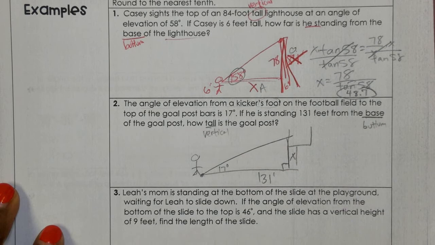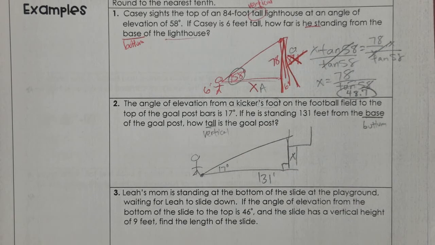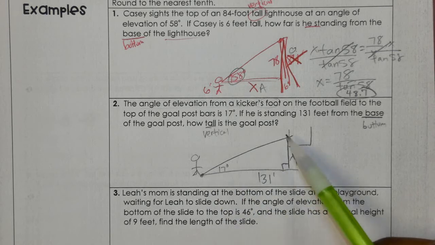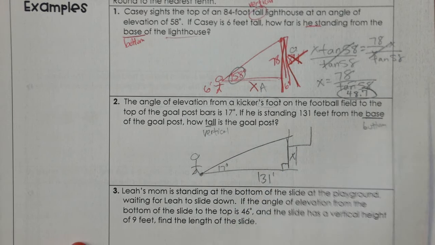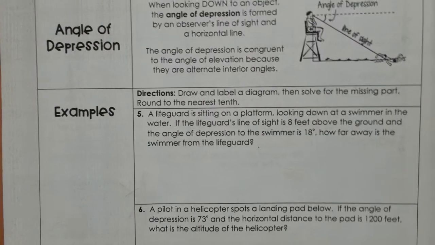So you're looking for keywords like bottom or vertical height, and then if it says something like a slide, you would be using this, or if the ladder's leaning, you would be using this. So things like that.